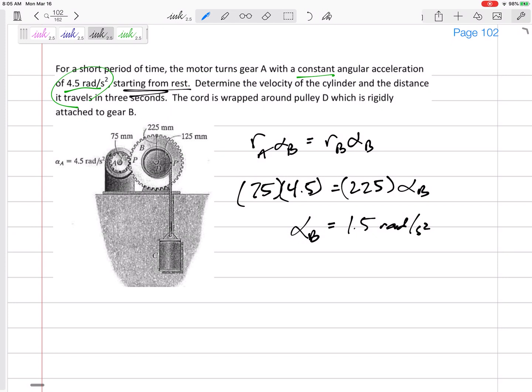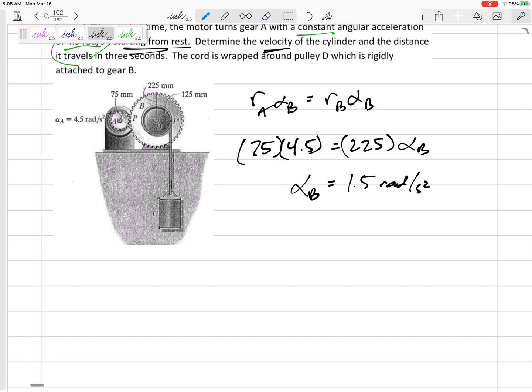And first let's find the velocity. I want to know the final velocity after 3 seconds. So looking at those constant acceleration equations, kind of reminding myself, I'm looking at disk B. I'm looking at disk B.